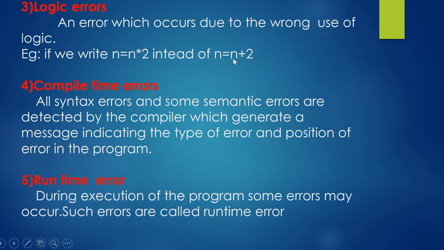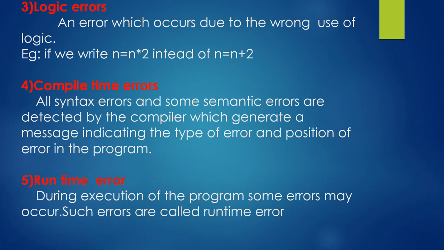Next, the third one, logic errors. An error which occurs due to the wrong use of logic. Example, if we write n is equal to n into 2 instead of n is equal to n plus 2, that is a logic error. If a logic error is there, it is not showing in the result. It will show some result, but the result will be wrong.